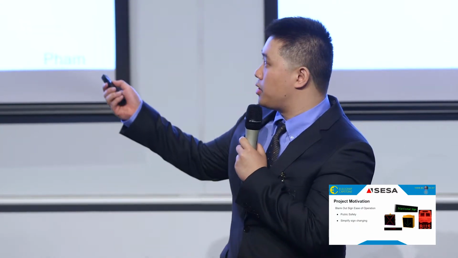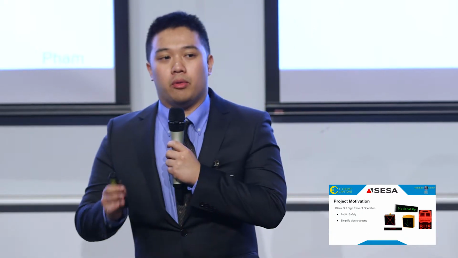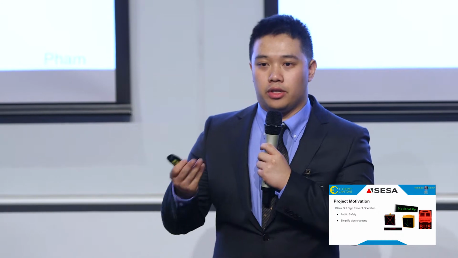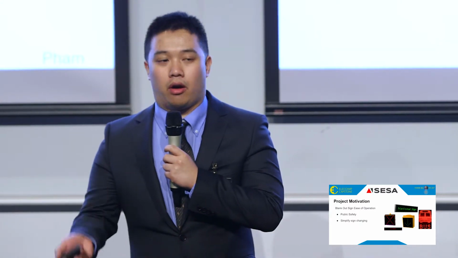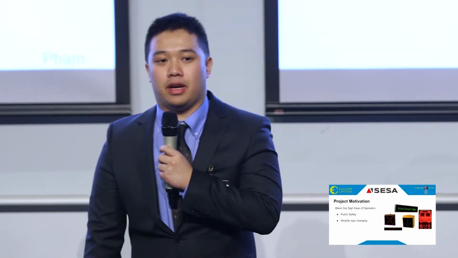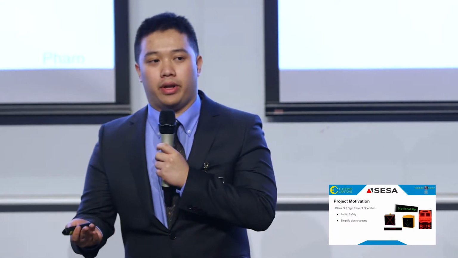With that being said, our project motivation regarding the work around these blank out signs is twofold. First is public safety. We want to build a mechanism to be able to alert motorists and drivers on the highway for any possible lane closures, such as a car accident or lane construction, in real time. Second is to simplify sign changing. This is essential because currently operators and technicians are only able to change their blank out sign once they manually drive out to the test site.